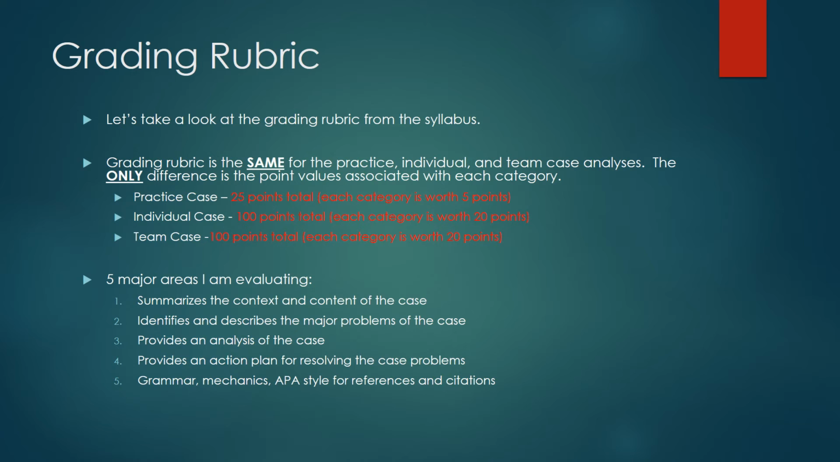So the first major area summarizes the context and content of the case. Number 2, identifies and describes the major problems of the case. 3, provides an analysis of the case. 4, provides an action plan for resolving the case problems. And 5, grammar, mechanics, and APA style for references and citations. I will be going over each of those 5 areas next.